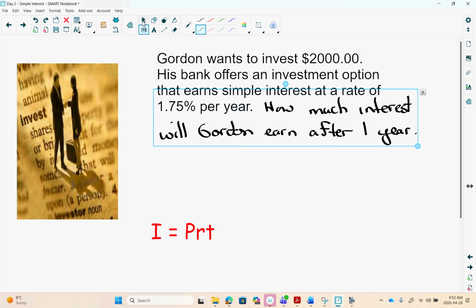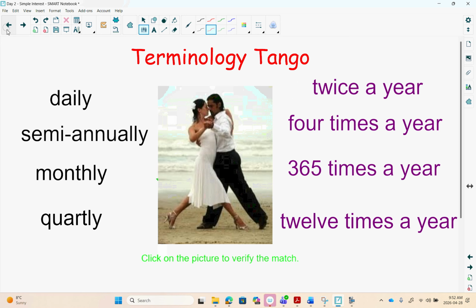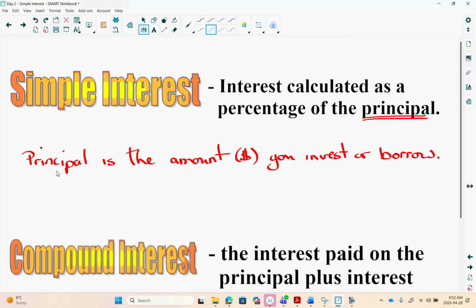So what you should do with all of these questions is you should write down your given information. What did they tell me? What's this first number right here? Is that I, is that P, is that R, or is that T? What is it? Okay, some people say I, because it says invest, maybe? What did we write down here? If I go back, principal is the amount you invest or borrow. Do you want to change that answer?